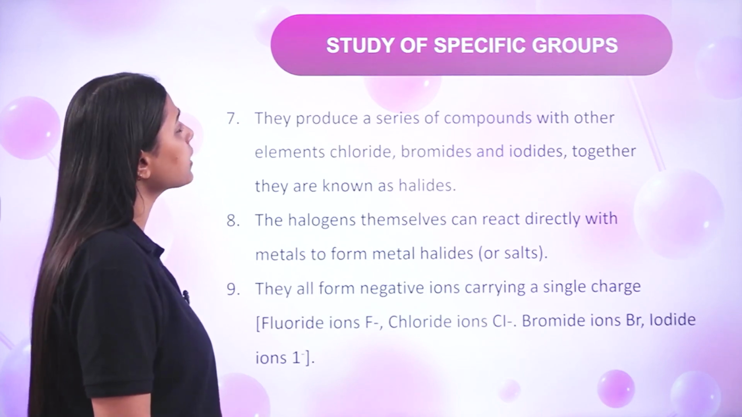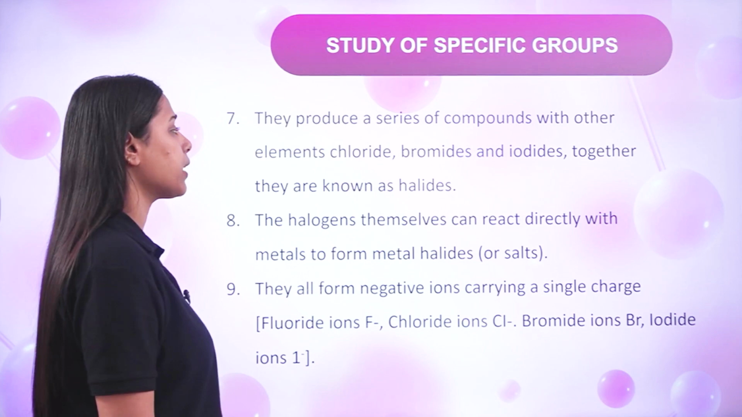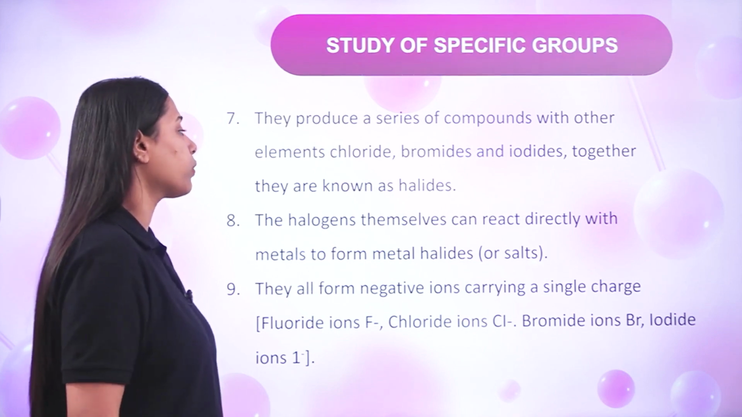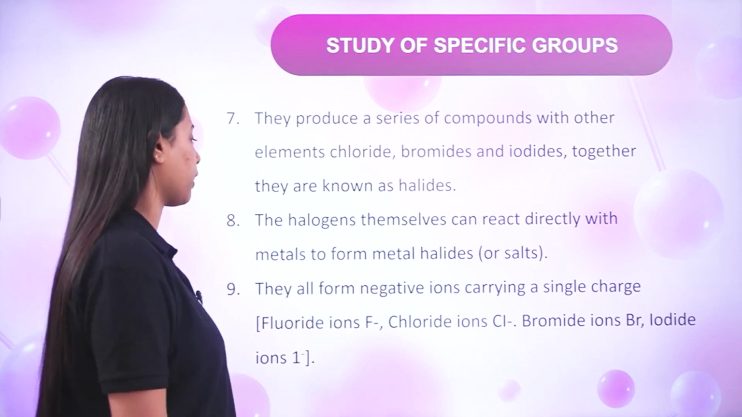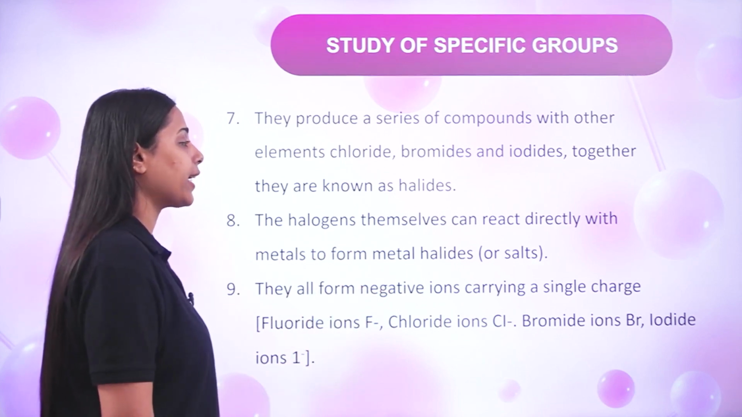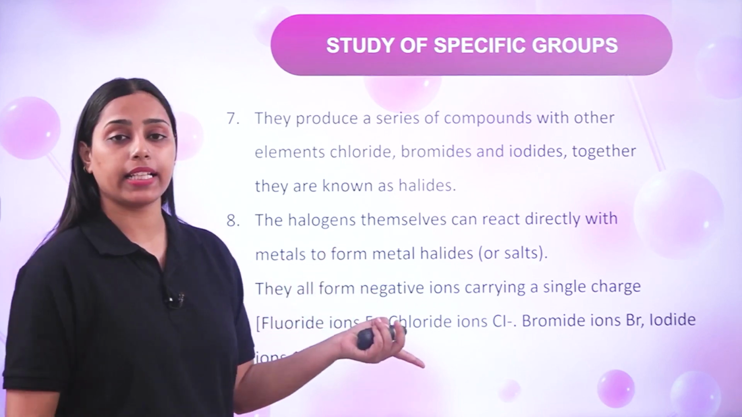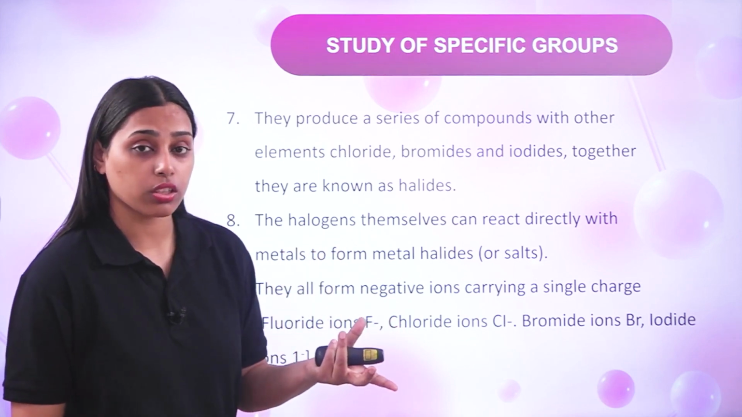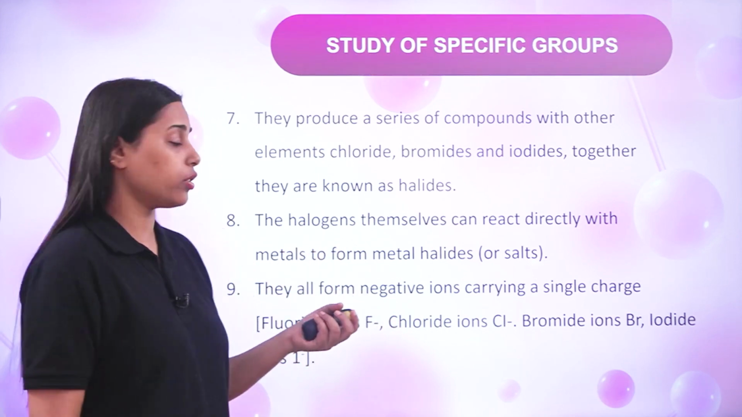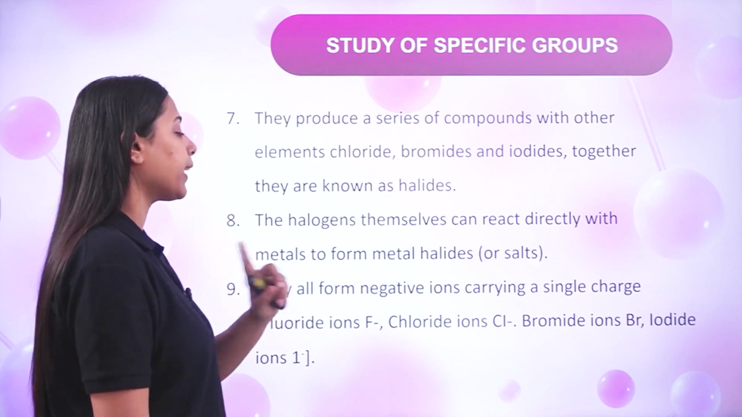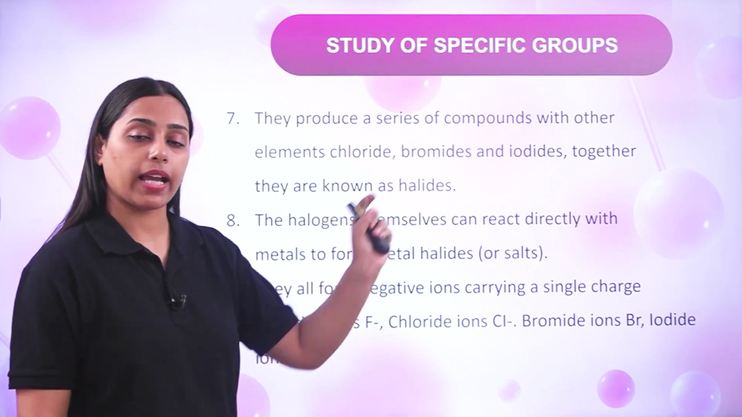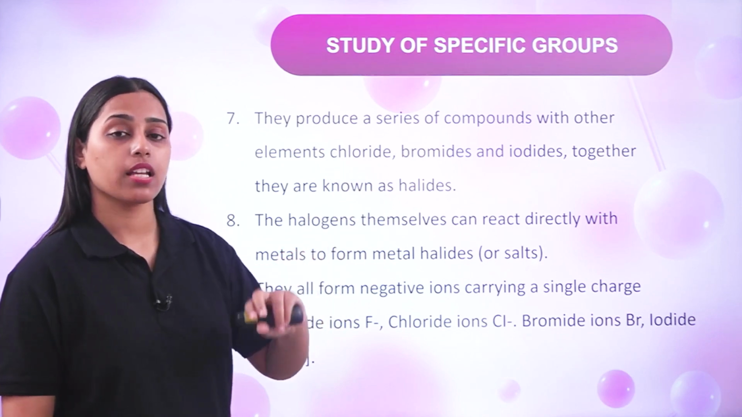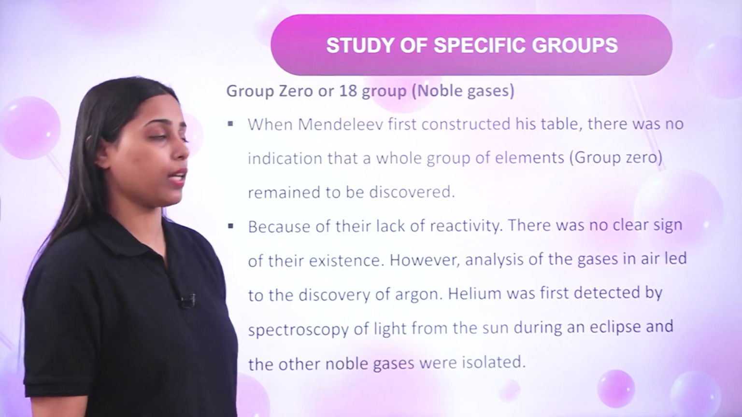They produce a series of compounds with other elements: chlorides, bromides, iodides. Together they are known as halides, because the term is taken from halogen. The halogens themselves can react directly with metals to form metal halides, which are nothing but salts, like NaCl, NaBr, these are salts, right? They all form negative ions carrying a single charge, fluoride ions F minus, Cl minus, Br minus, I minus, because they are gaining one electron to become stable.